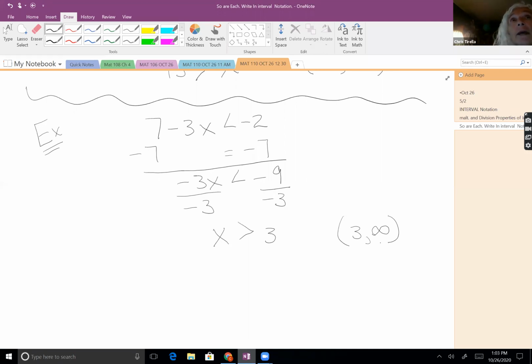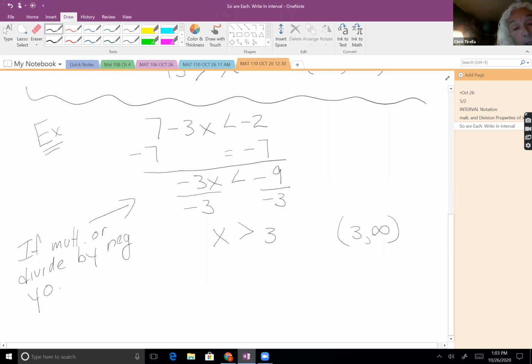And again, solving inequalities is very, very much like solving equations. You just have to be careful to remember that if you multiply or divide by a negative, you must reverse the inequality.